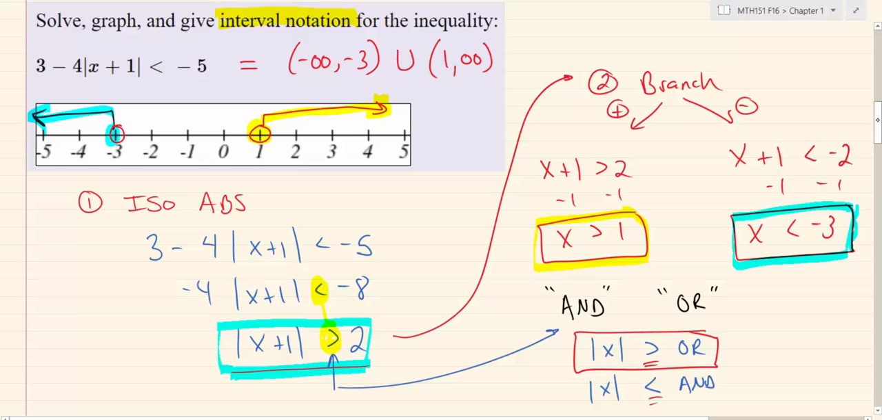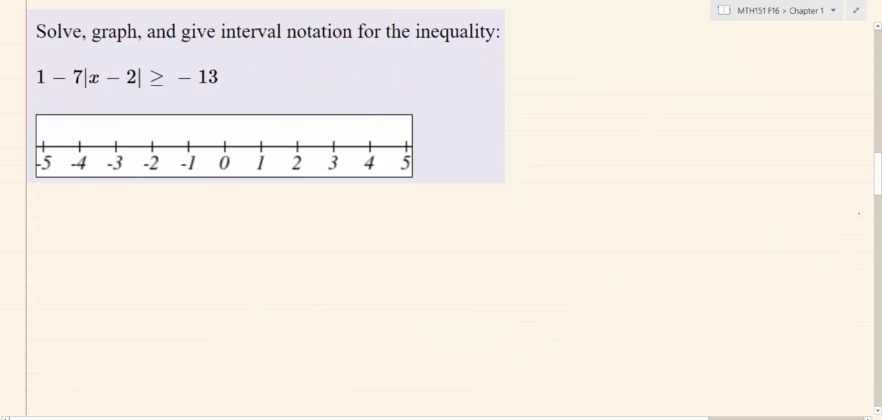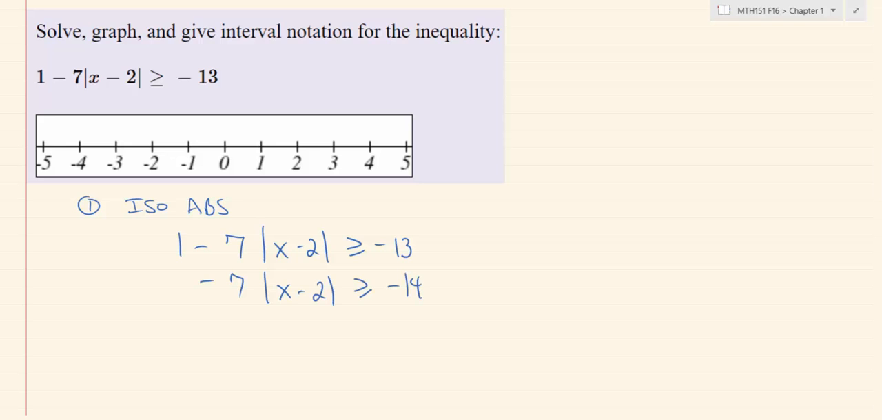Let's take a look at another problem. Again, we're going to do the exact same technique. The first move is going to be to isolate that absolute value, so get the absolute value all by itself. We have 1 minus 7 times the absolute value of x minus 2 greater than or equal to negative 13. We'll start by subtracting 1 from both sides, and then divide both sides by negative 7, making sure that you flip the inequality symbol because you're dividing by a negative.